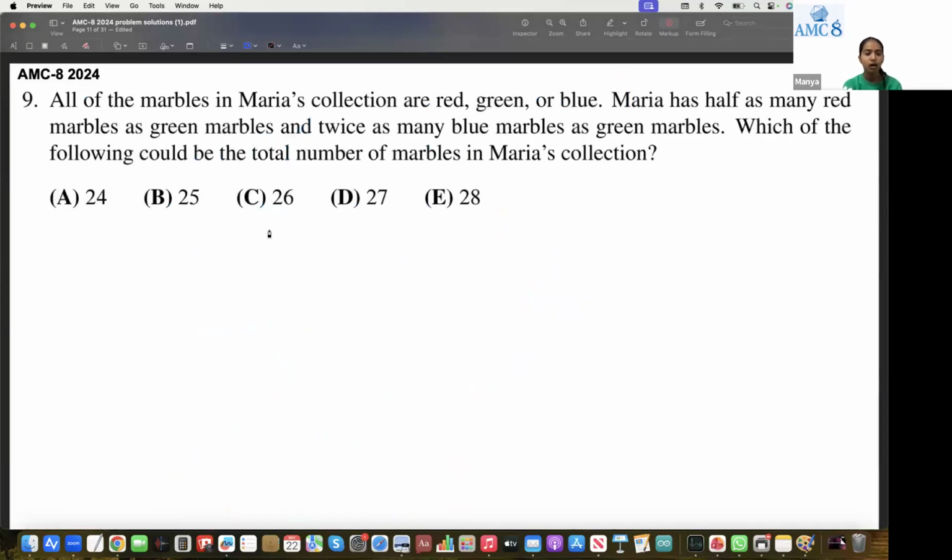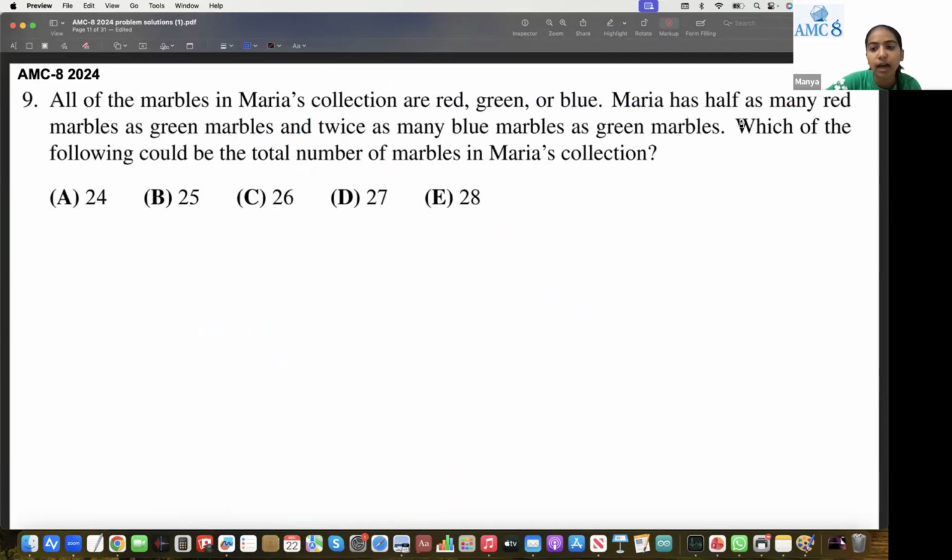Problem number 9. All of the marbles in Maria's collection are red, green, or blue. Maria has half as many red marbles as green marbles and twice as many blue marbles as green marbles. Which of the following could be the total number of marbles in Maria's collection?